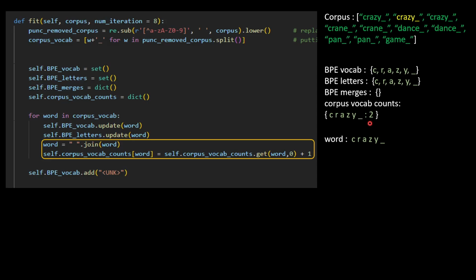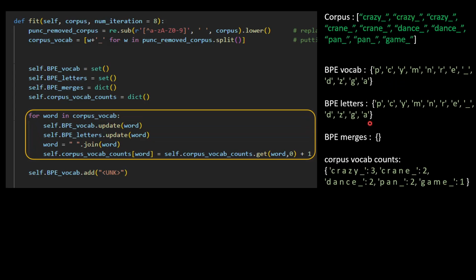So if we run the loop entirely now, we will have these complete initializations of BP vocab, BP letters, and corpus vocab counts. As you can see, crazy, crane, dance, pan, game all have the frequency counts, which signifies how many times they have occurred in the corpus. All good. Now this initialization of BP vocab is almost complete, but not fully complete. Can you guess why?